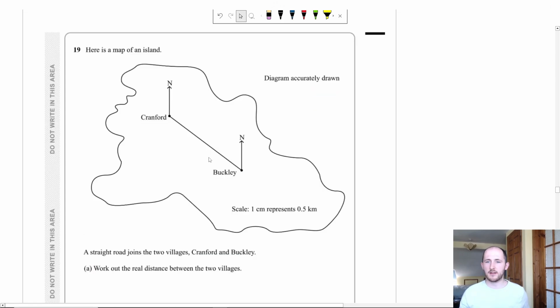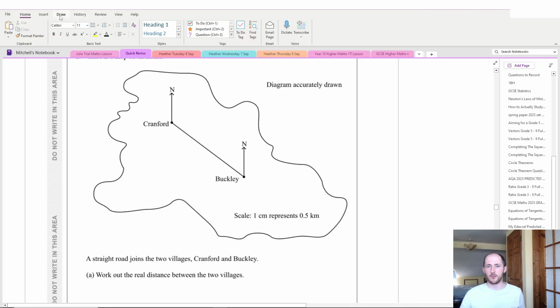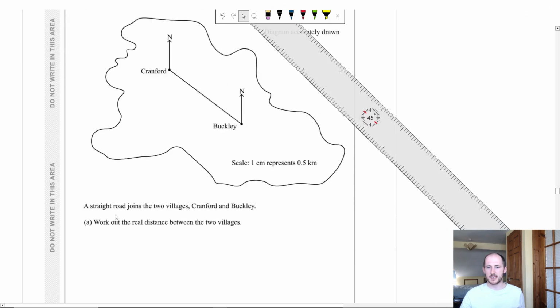Question 19, I can't exactly show you how to do it, but I'll do my best. What you want to do here is, this is a scale drawing, which means it's going to test your understanding of using a ruler and a protractor, okay? So I can use the ruler, but unfortunately the protractor is still a work in progress. But it says, a straight road joins the 2 villages, work out the real distance.